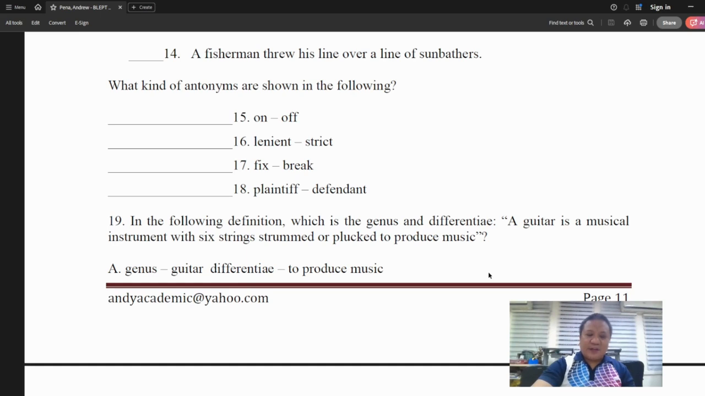17, fix and break is an example of reversive antonyms. They are reverse actions. Number 18, plaintiff and defendant. These are conversive antonyms. The existence of one implies the existence of the other.